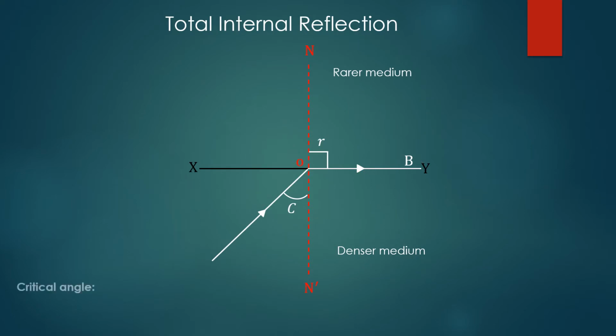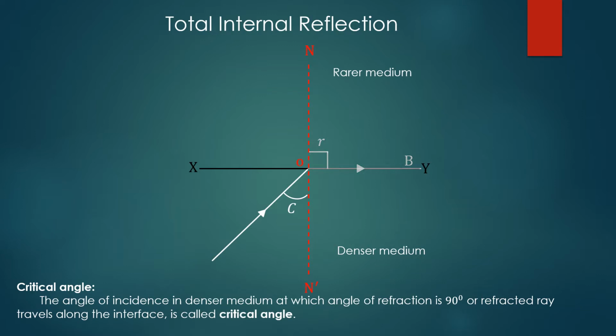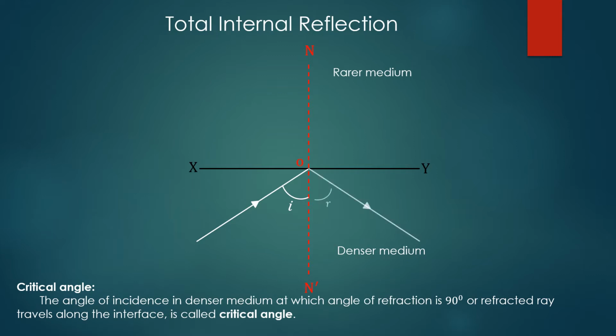So we can define this critical angle as the angle of incidence in denser medium at which the angle of refraction is 90 degree, or a refracted ray travels along the interface. Further, when an angle of incidence becomes more than the critical angle, there is no refraction, but all incident light is reflected back to the denser medium. So this occurs the total internal reflection.